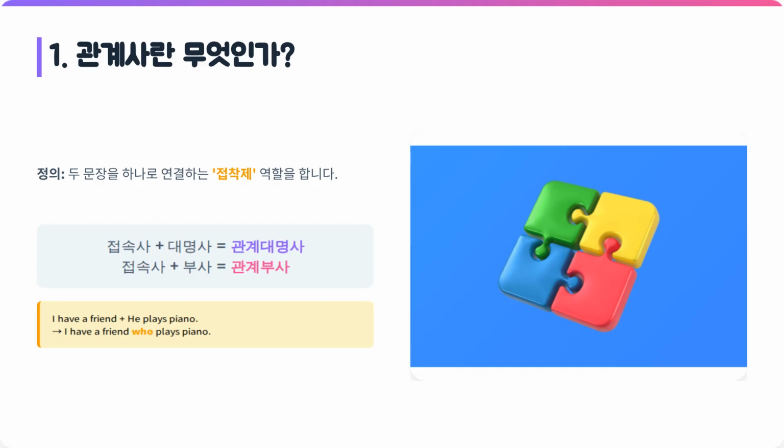What is a relative pronoun? It acts as a glue that connects 2 sentences into one. A relative pronoun is a conjunction plus a pronoun, while a relative adverb is a conjunction plus an adverb. For example, "I have a friend. He plays piano" becomes "I have a friend who plays piano."